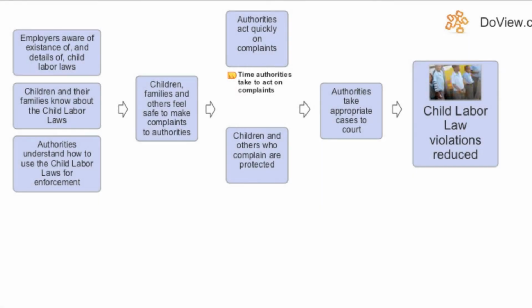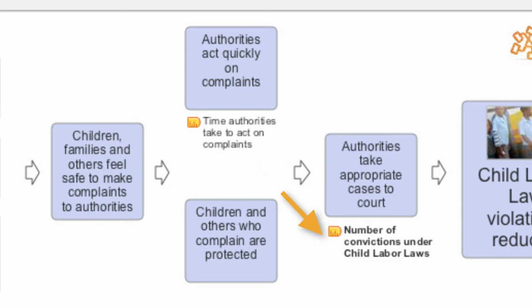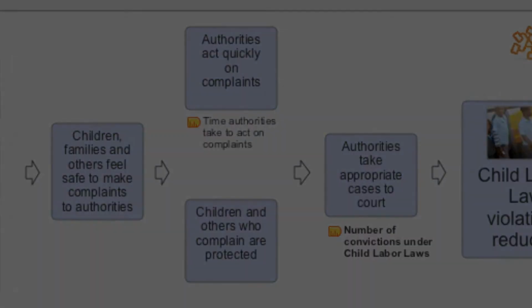The time authorities take to act on complaints as a measure of whether authorities act quickly on complaints. And the number of convictions under child labour laws is another higher level indicator around authorities taking appropriate cases to court. So that's that second step in the process of mapping your indicators onto your visual outcomes DoView.